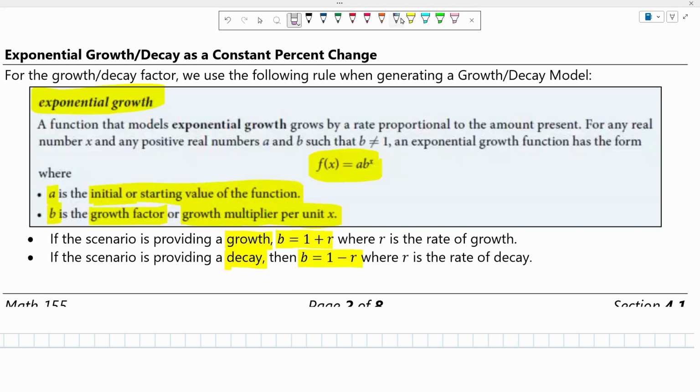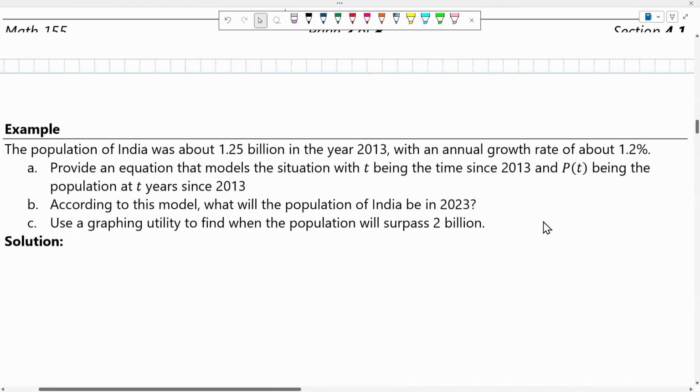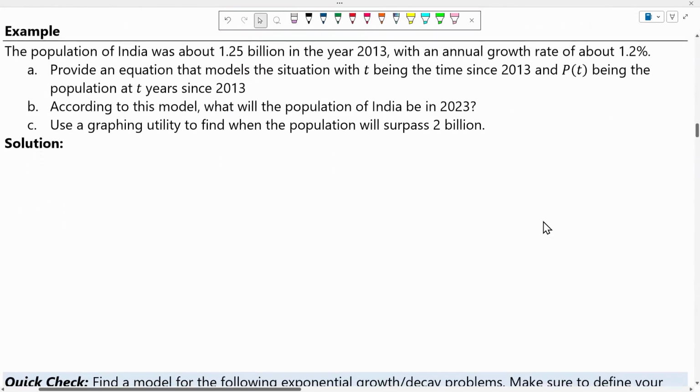To illustrate a little bit more of this problem, we've got an example for everybody. The population of India was about 1.25 billion in the year 2013, with an annual growth rate of about 1.2%. Notice that 1.2% is an annual growth rate. So we are guaranteed that something is going to be growing here. Our numbers are going to go positive.